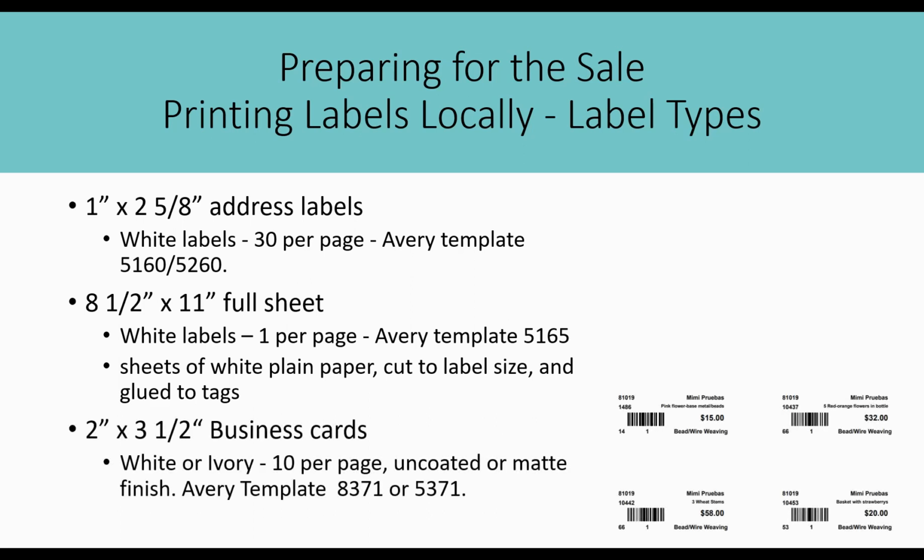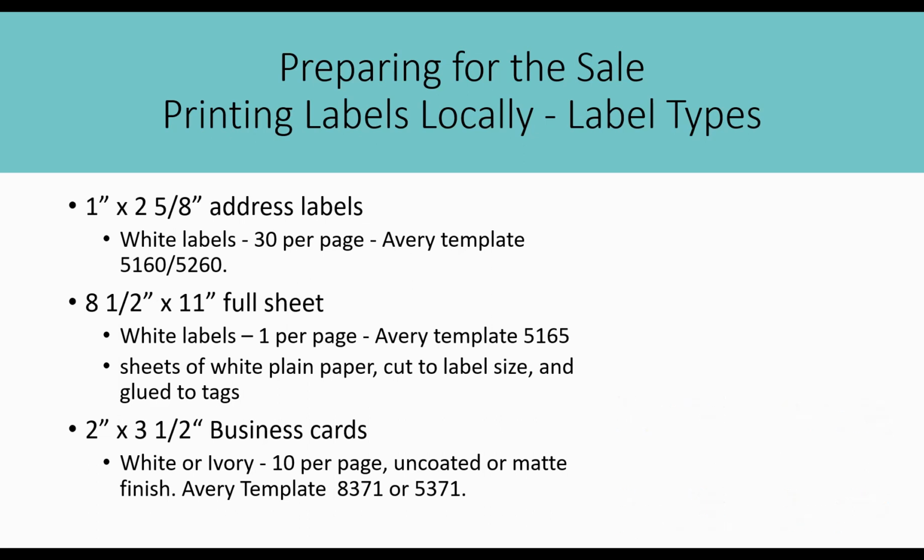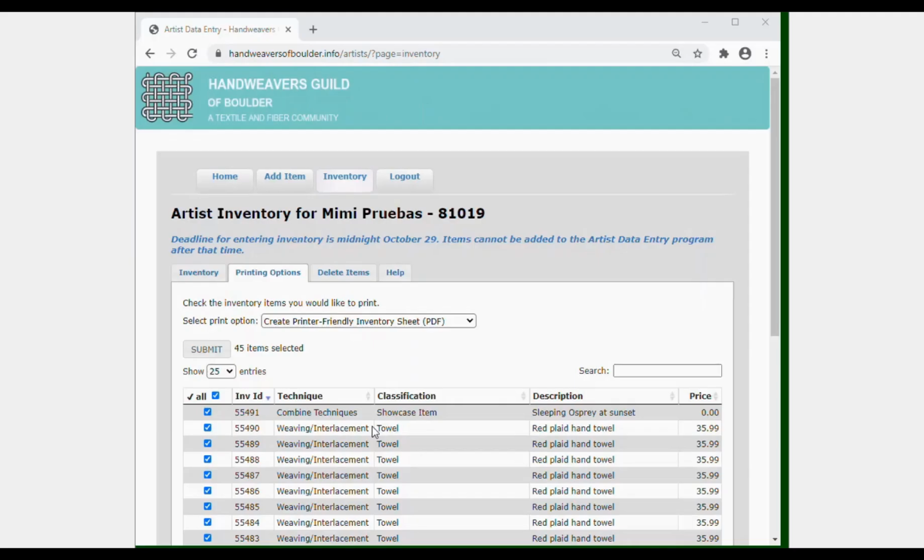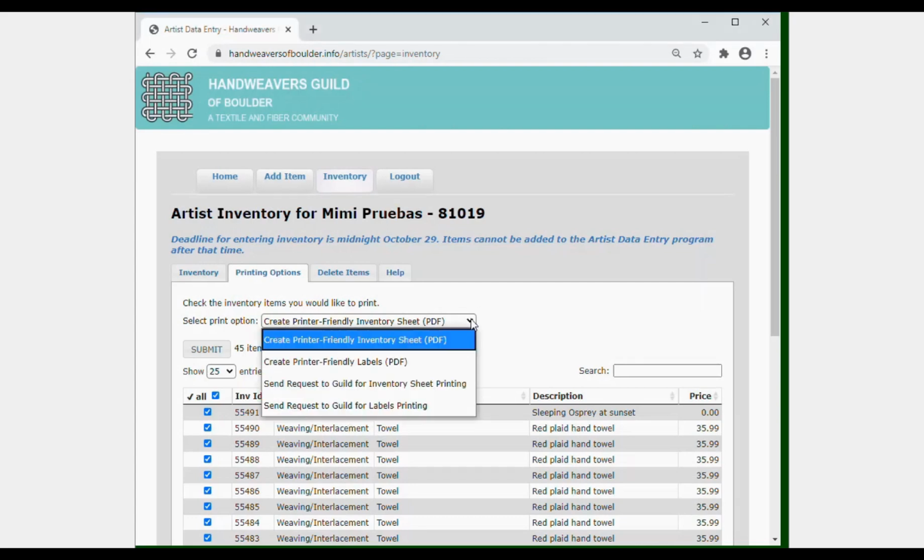Option 3 is to print directly to a perforated sheet of 2-inch by 3.5-inch business cards. The rules and regulations have the Avery numbers for these, and store brands will usually list an Avery number that they are compatible with. To print your labels, you will go to the Print Options tab and select your items. Then you will select under Print Option, Create Printer-Friendly Labels PDF.